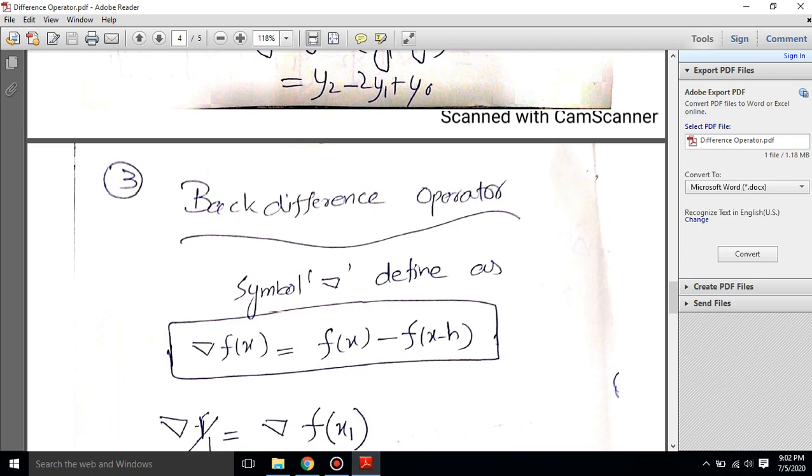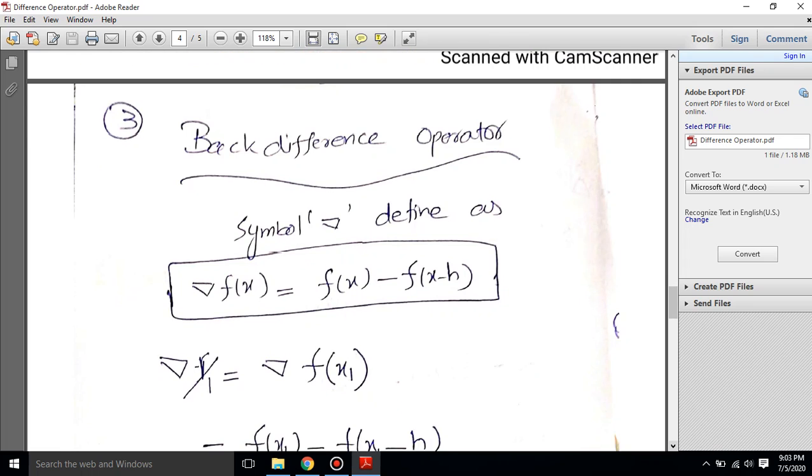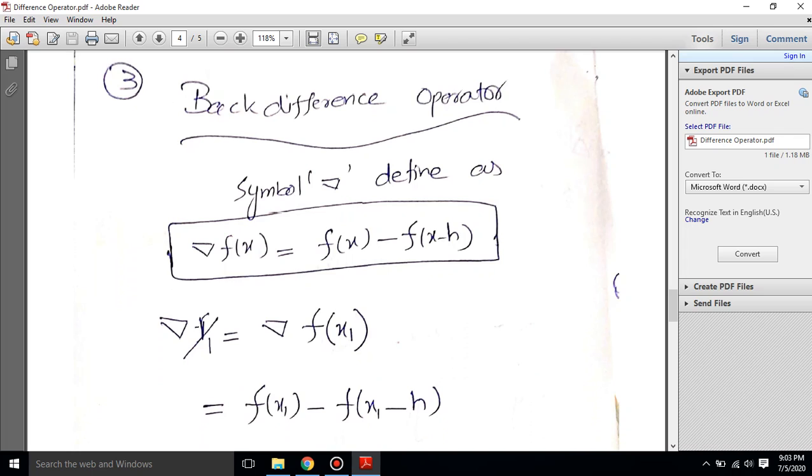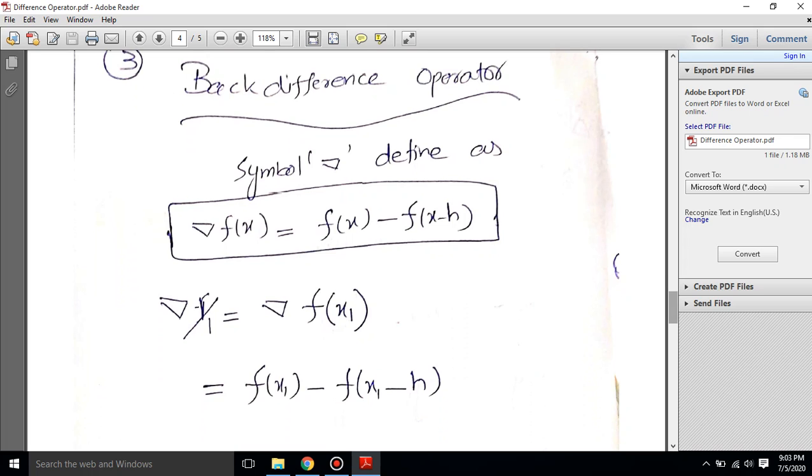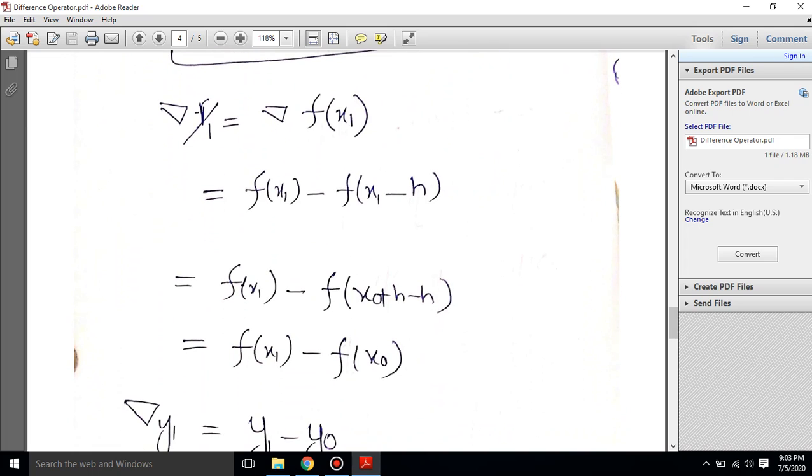Now this backward difference operator, when we apply it to our function f of x, will give us f of x minus f of x minus h. When we apply it on y1, remember from the previous definition that y1 is equal to f of x1, then it will give us f of x1 minus f of x1 minus h. This x1 is basically x naught plus h. So from there you see f of x1 minus f of x naught, where h will be cancelled with h.